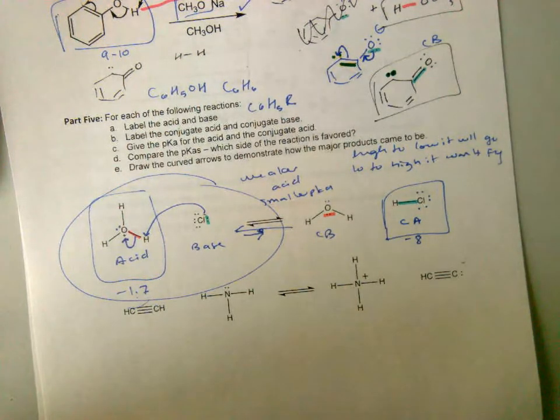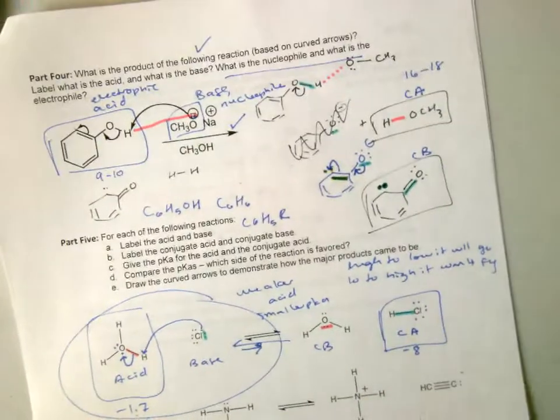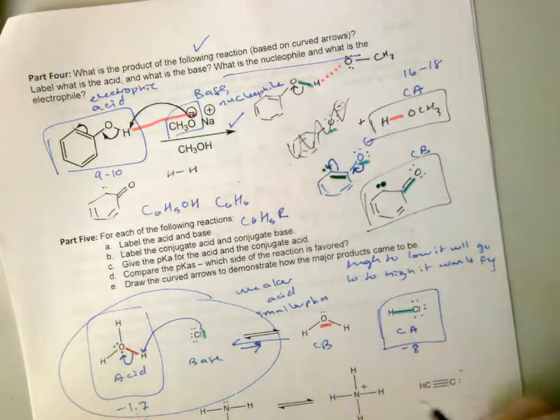There might be a little bit of that HCl left, but it's not going to be a lot of the HCl. Okay. And we already did the curved arrows. Okay, so next, we're doing the curved arrows to show how the major products came to be.